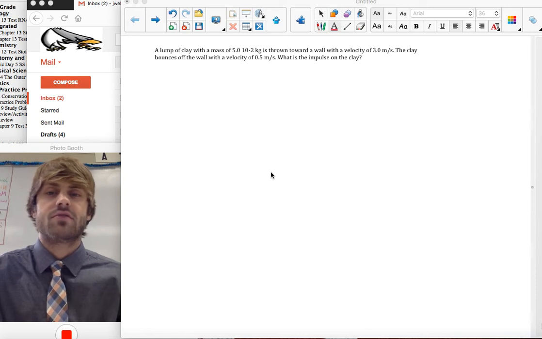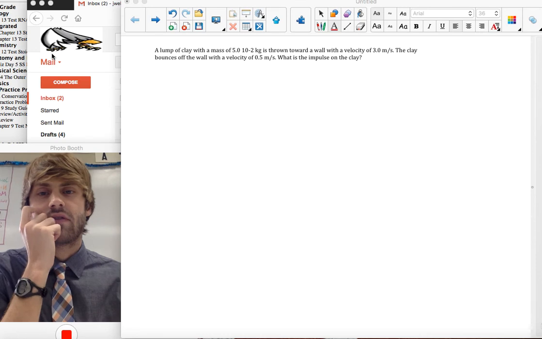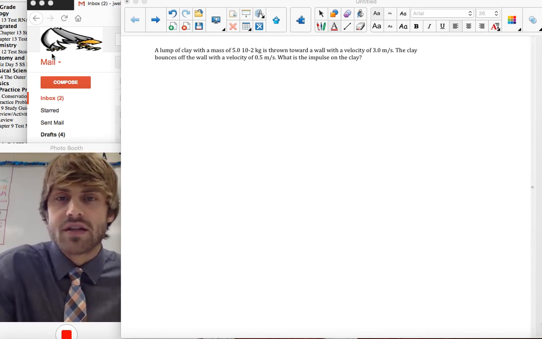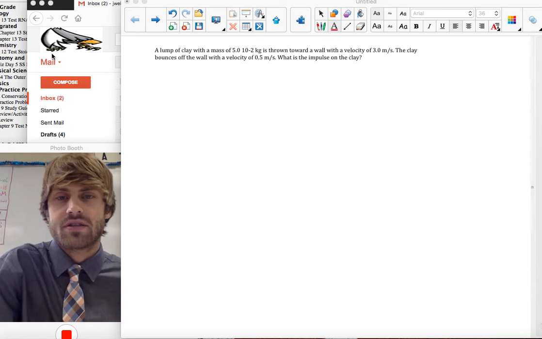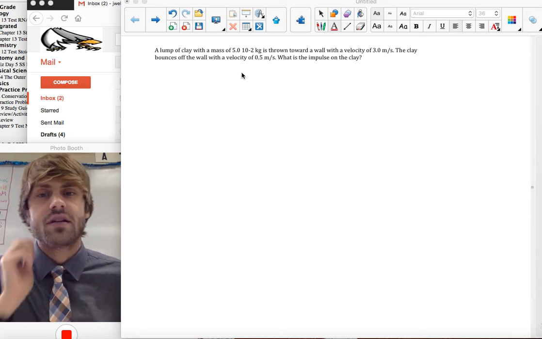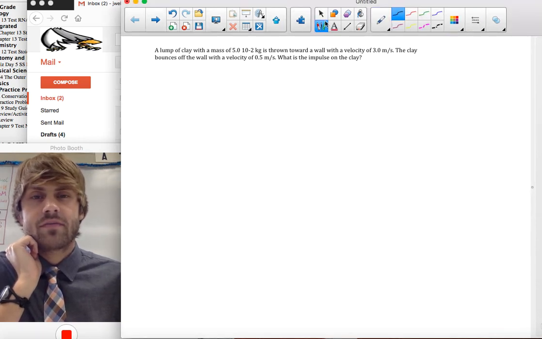This first one reads, a lump of clay with a mass of 5 times 10 to the negative second kilograms is thrown towards a wall with a velocity of 3 meters per second. The clay bounces off the wall with a velocity of 0.5 meters per second. What is the impulse on the clay?